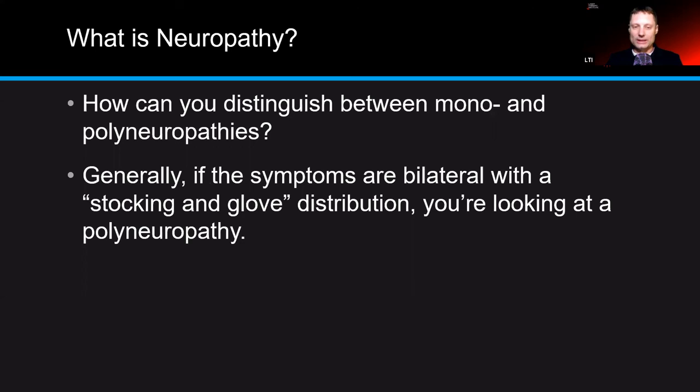Okay, so generally, again, not with every case, but generally, if the symptoms are in both extremities, say both feet or both hands, or even the hands and the feet with this kind of classic stocking and glove distribution, then you're looking at a polyneuropathy. Generally, you can't just go off of that, but most of the time, if you have that distribution, it's going to be a polyneuropathy rather than a mononeuropathy, right? More than one nerve is affected.